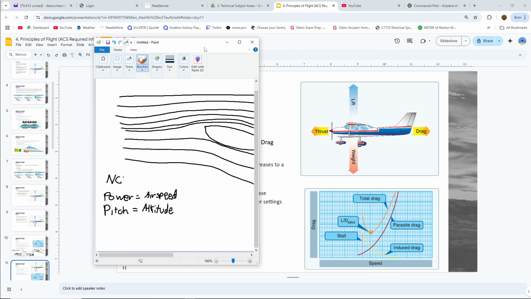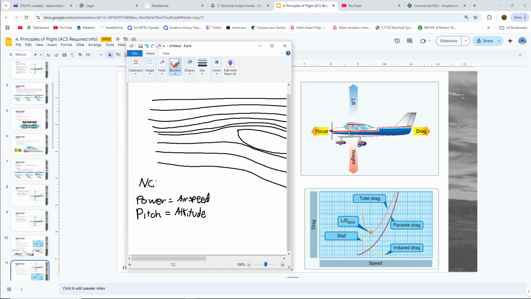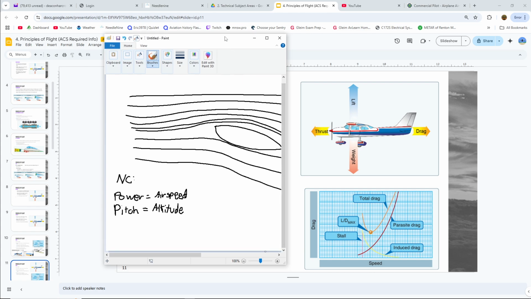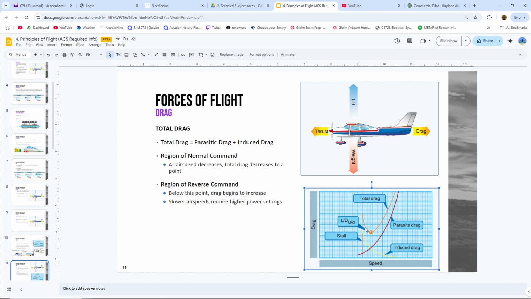Now we have what's called the region of reverse command. And the reason it's called that is because it's reversed. So now, maybe I'm in slow flight and I'm flying like right here. Let me make this bigger.